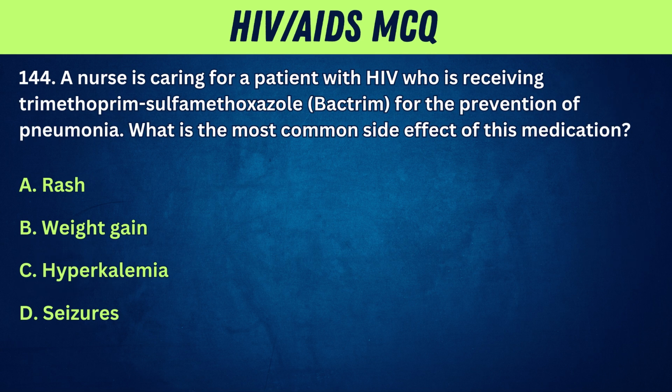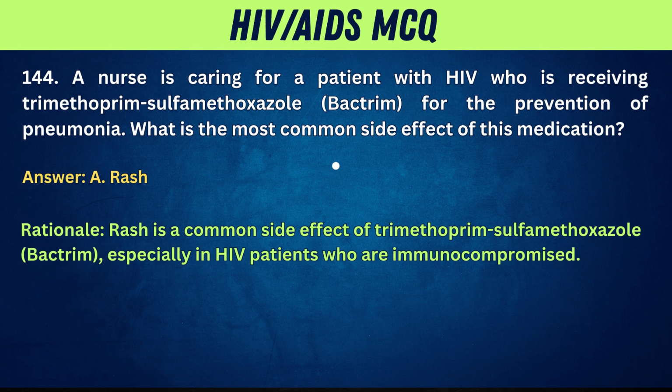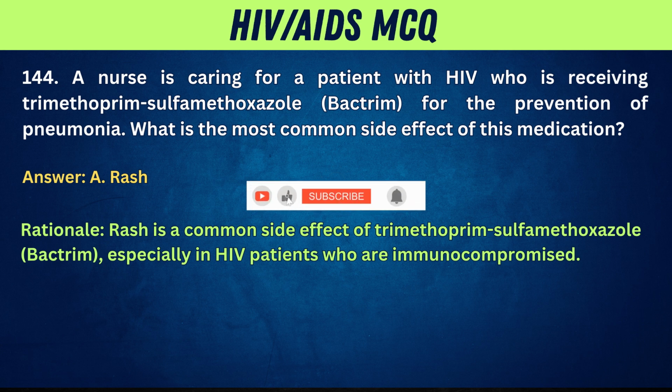pneumonia. 144. A nurse is caring for a patient with HIV who is receiving trimethoprim sulfamethoxazole, Bactrim, for the prevention of pneumonia. What is the most common side effect of this medication? A. Rash. B. Weight gain. C. Hyperkalemia. D. Seizures. Answer. A. Rash. Rationale. Rash is a common side effect of trimethoprim sulfamethoxazole, Bactrim, especially in HIV patients who are immunocompromised.